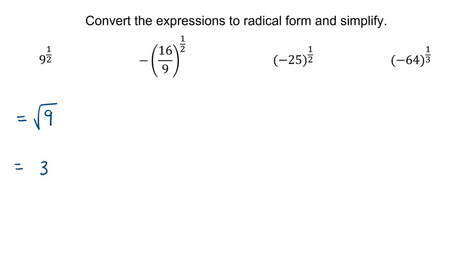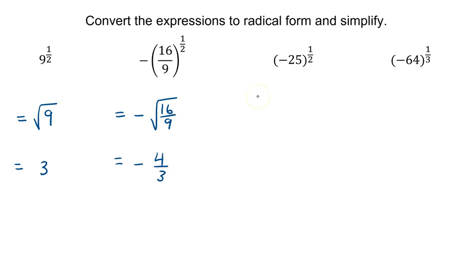Let's look at the second one. The second example is the opposite of 16/9 raised to the 1/2. Here the exponent of 1/2 is touching the parentheses, so the base is 16/9. So that means that when I convert this to radical form, I'm going to take the square root of 16/9 and bring the minus sign down, because 16/9 is what's being raised to the 1/2 power, not minus 16/9. Well, the square root of 16/9 is 4/3, and so we bring down our minus, and we find that the square root is negative 4/3.